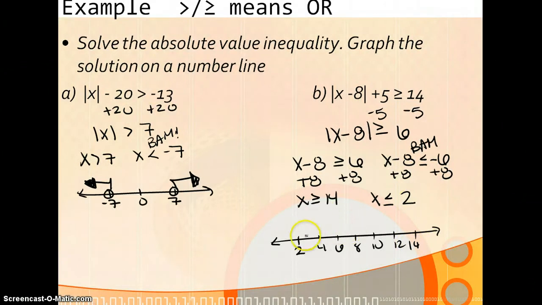Okay, so closed dots on both this time around. And it's greater than or equal to 14, so it's going to be pointing to the right, and less than or equal to 2, that one is going to be pointing to the left.